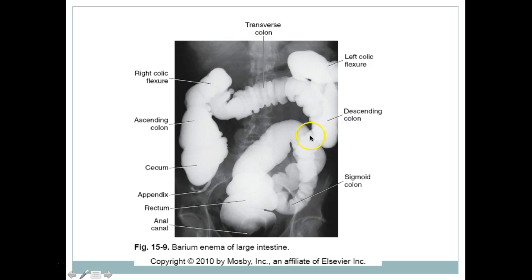So you have your descending colon coming down. You can see a few more diverticula here. And then we go into your sigmoid, which is real swirly. It's an S shape, so you can see the S here on its side, coming down into your rectum to your anus, to your anal canal there.